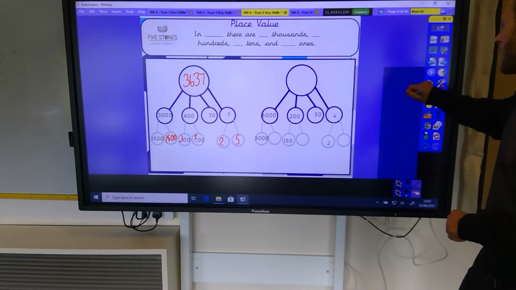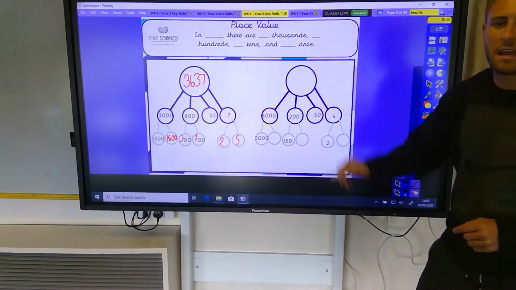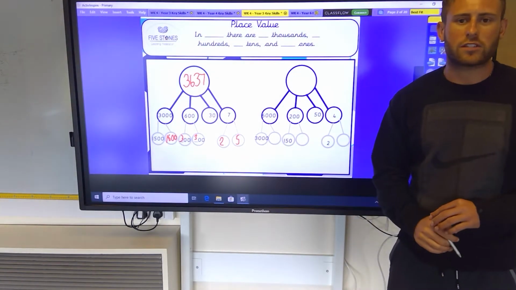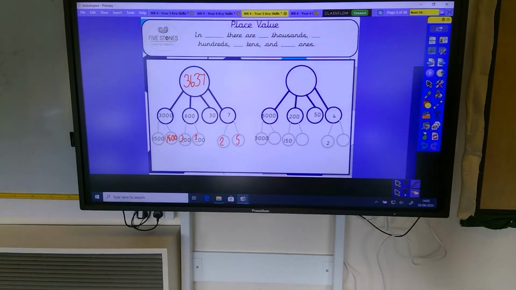Right, now it's your turn. I want you to have a little look at this incomplete part-whole model. You have the parts like I did, find out the whole and then partition off into smaller parts. Off you go. Pause the video to give yourself enough time.